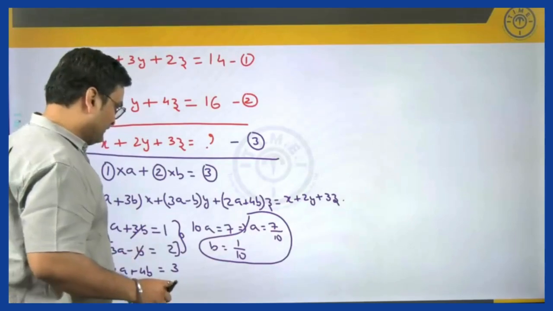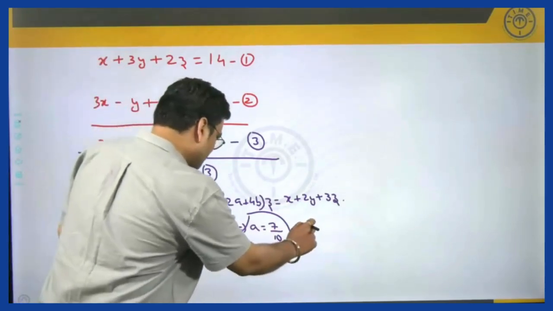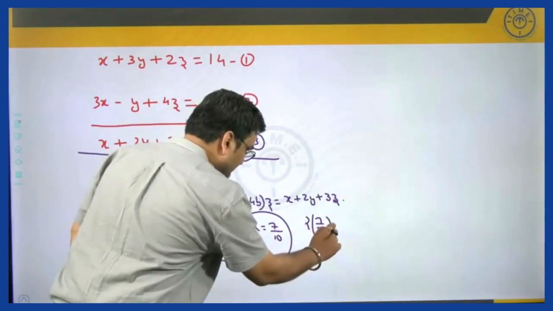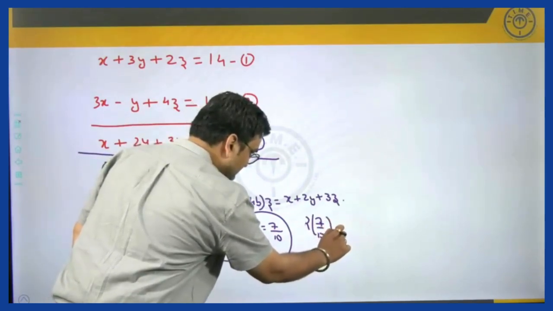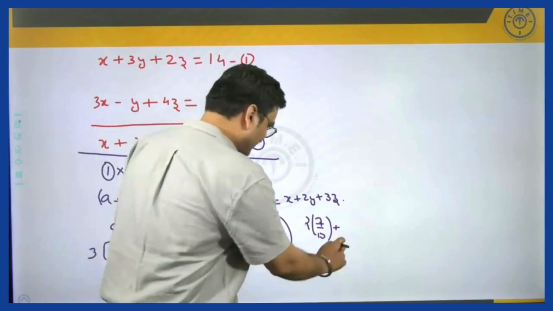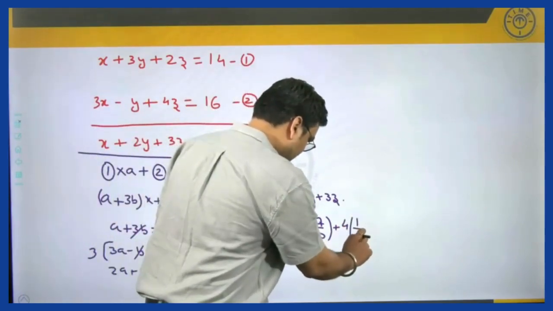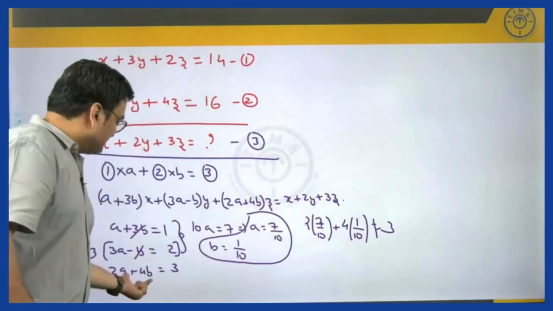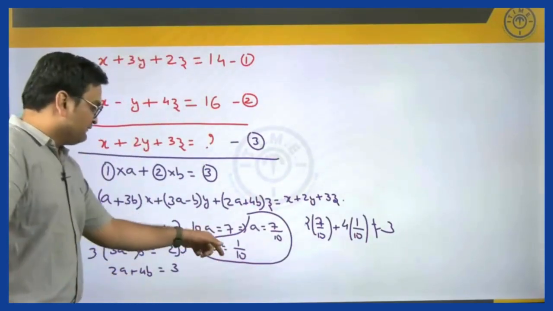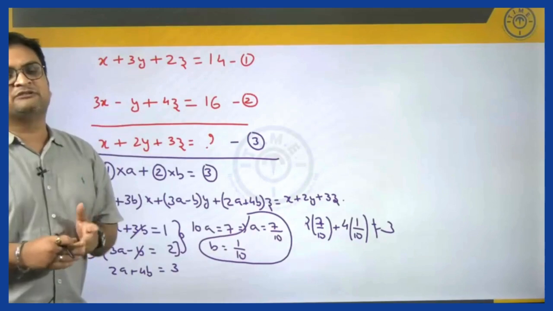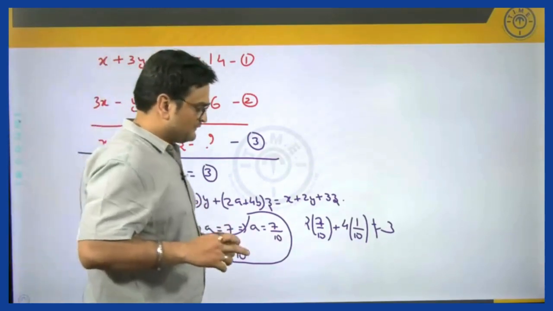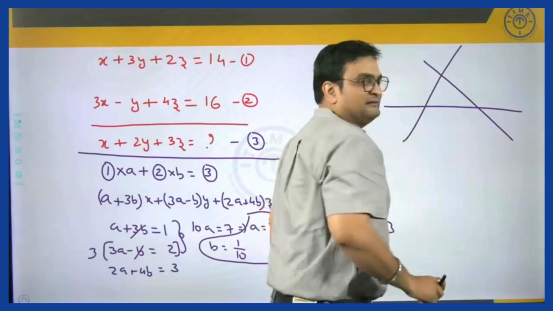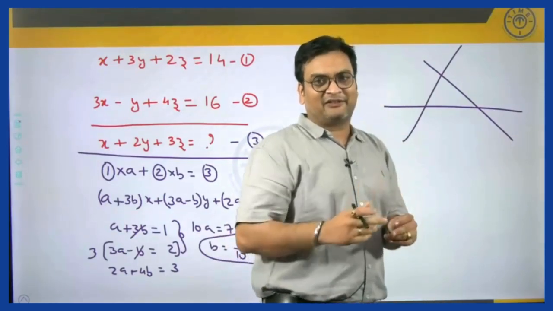Let's verify this. So when you do that, 2 into a, 2 into 7 by 10 plus 4 into 1 by 10, is it equal to 3? It's not equal to 3. So that means this equation is not satisfied for these values of a and b. So graphically it means the three lines are as follows. They form a triangle, they are not concurrent lines.